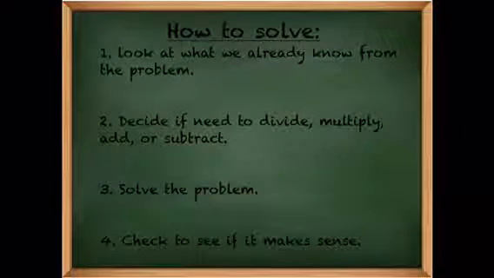How to solve computations involving the mean, sample size, and sum of a data set. Number 1. Look at what we already know from the problem. Number 2. Decide if we need to divide, multiply, add, or subtract. And number 3. Solve the problem. Lastly, number 4. Check to see if it makes sense.